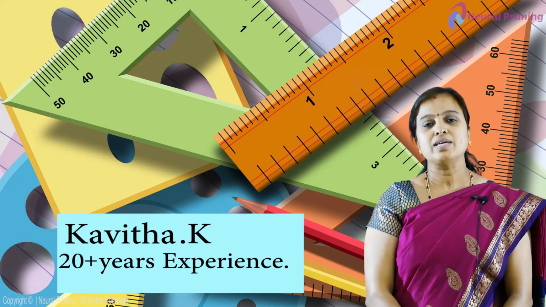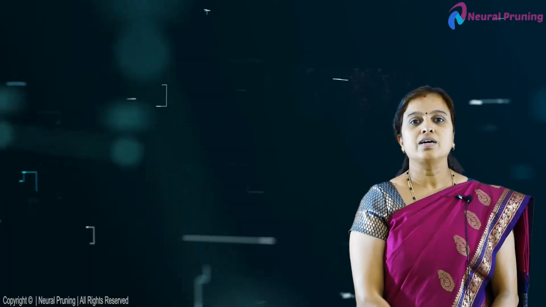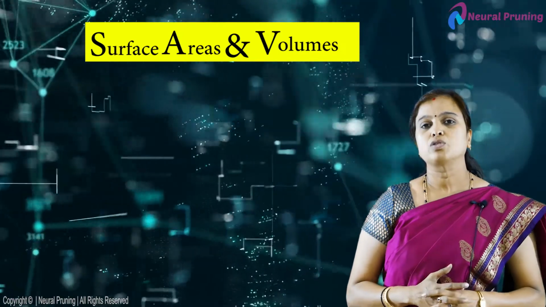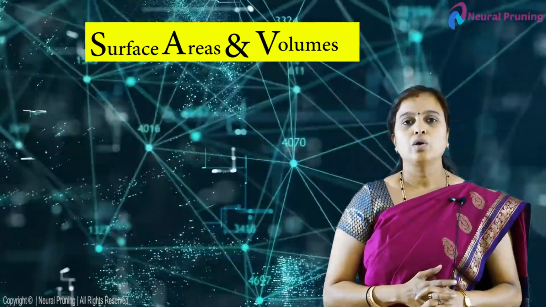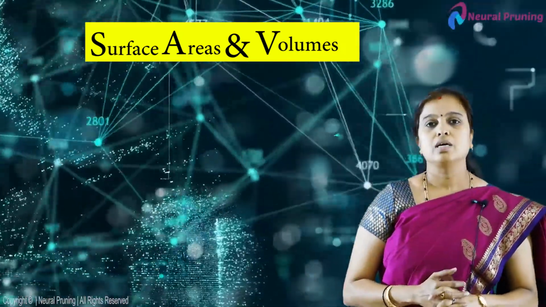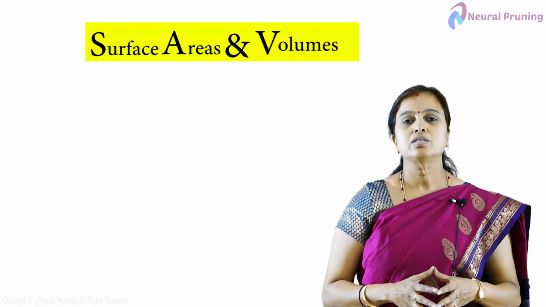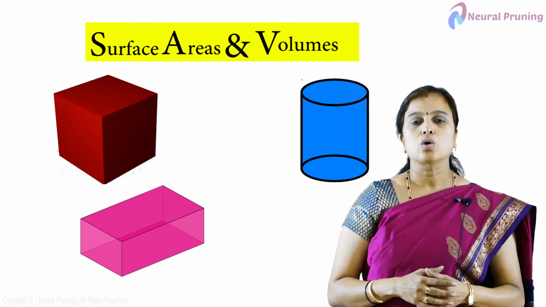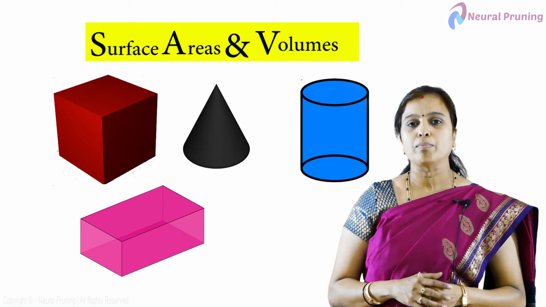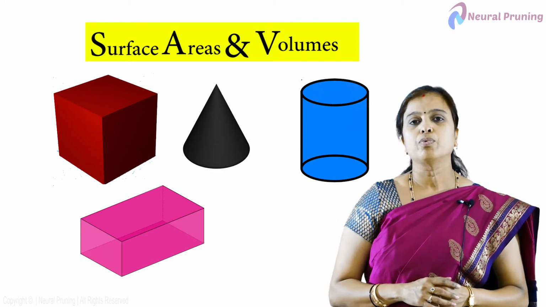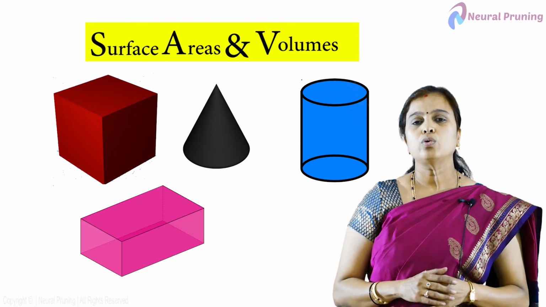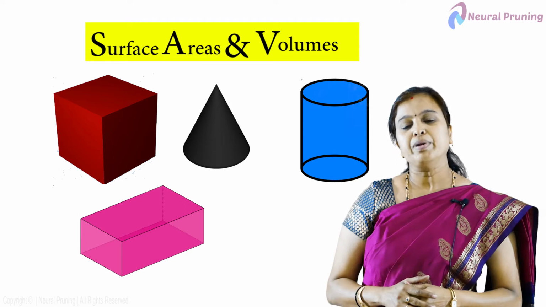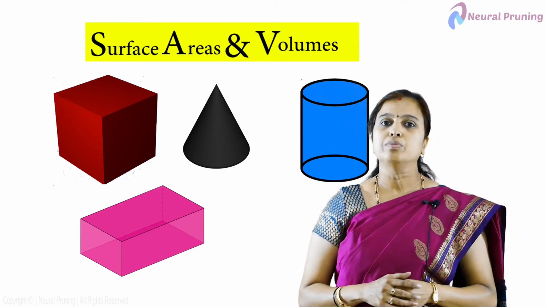Today another interesting topic for you, surface areas and volume. To learn these topics of surface area and volumes, we must know solids. Now solids you would have come across: cubes, cuboids, cylinders, cones. So let us learn one by one. To start off with, we need a few shapes where their areas, perimeter and volume is required.